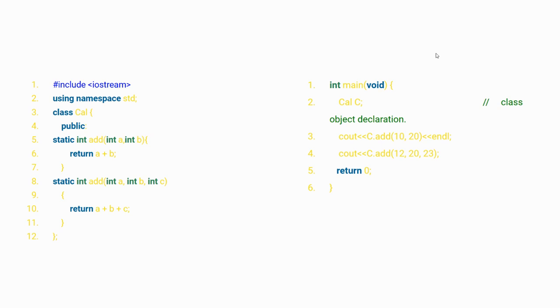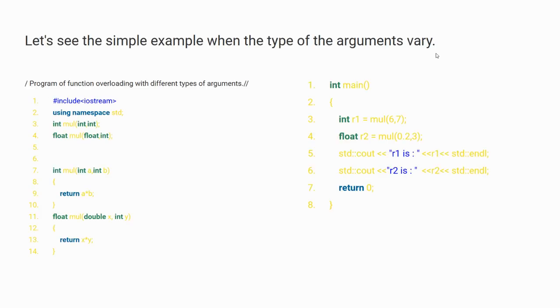When you call addition of two numbers, static int add of int a, int b will be invoked, and when you call c dot add of three parameters, then static int add of int a, int b, int c will be invoked, and you will get the output as 30 and 55. Okay. We'll see another example where the type of arguments vary.